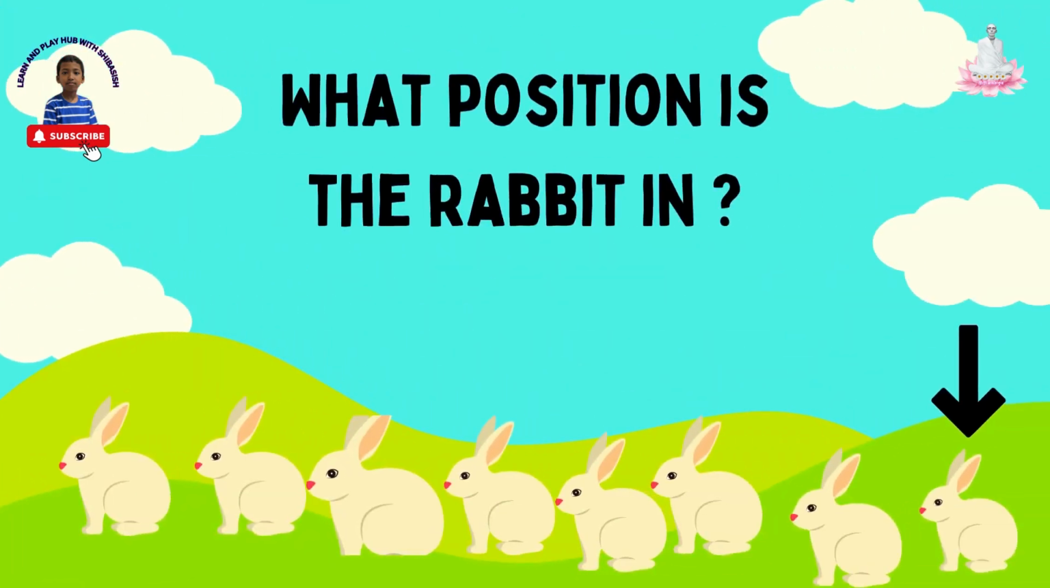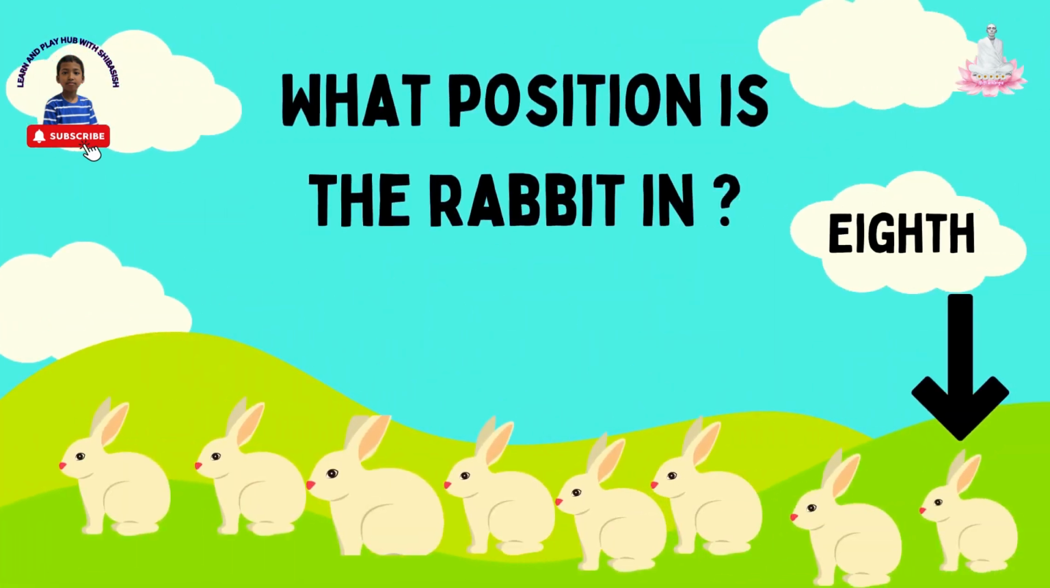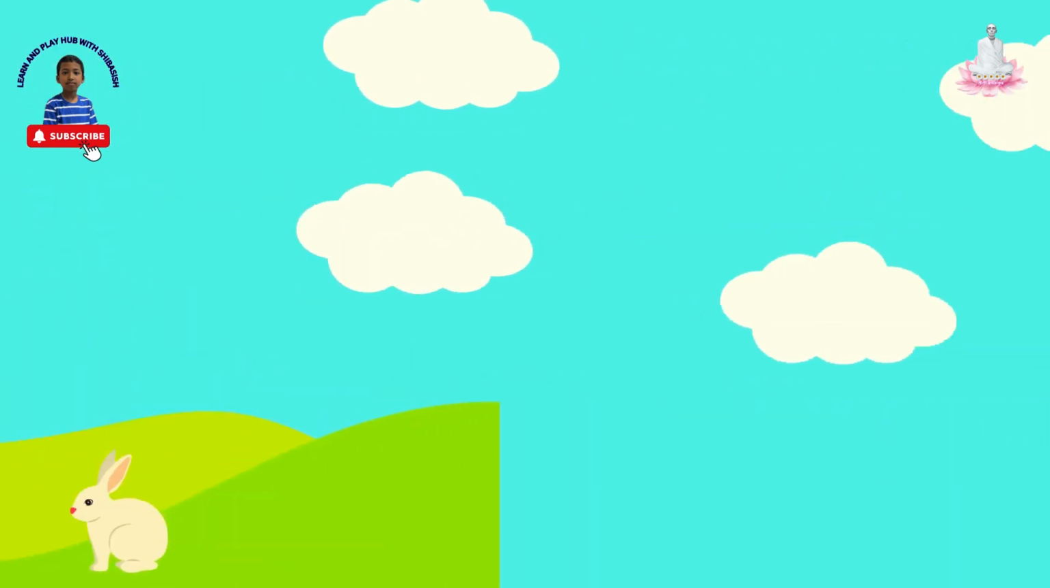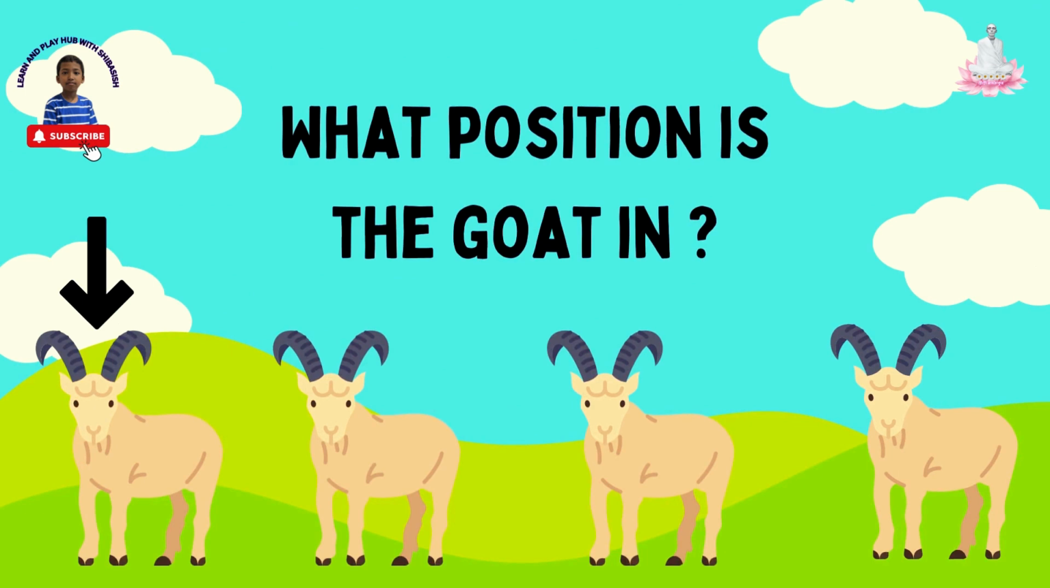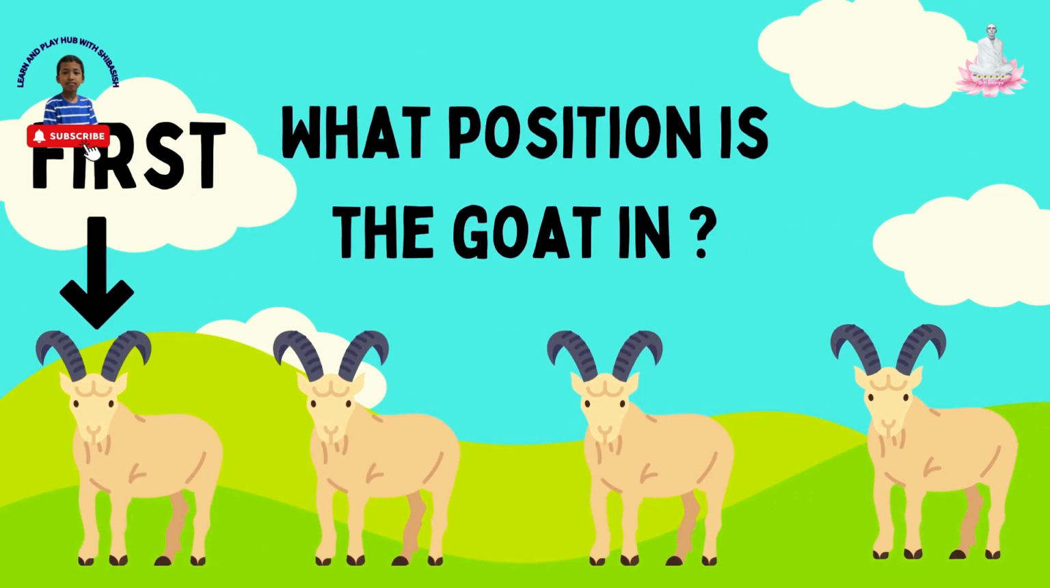What position is the rabbit in? Answer: eighth position the rabbit is. What position is the goat in? First position the goat is.